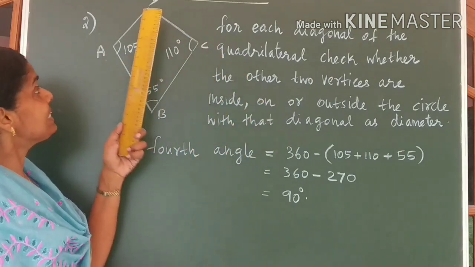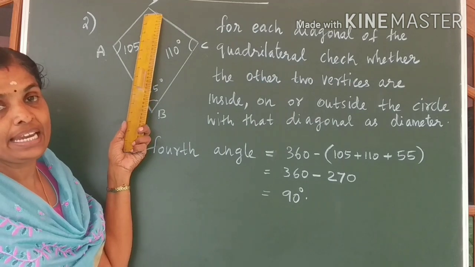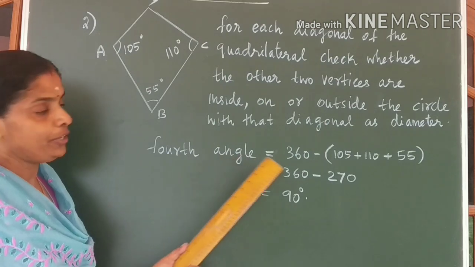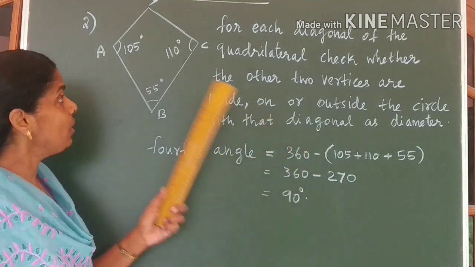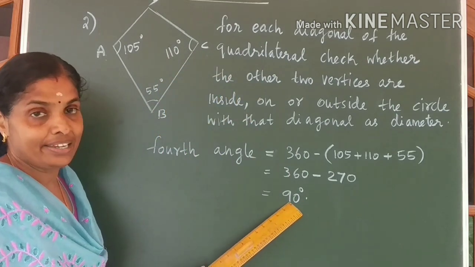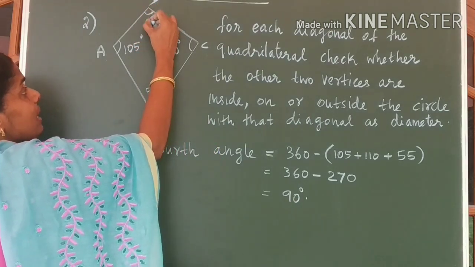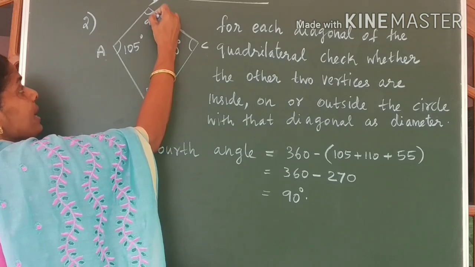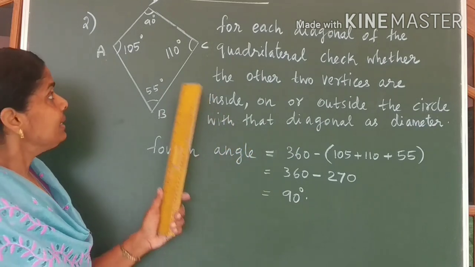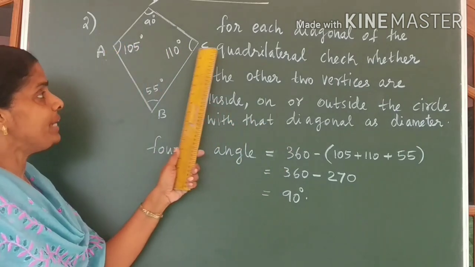First of all, let us find angle D. You know, sum of all angles in a quadrilateral is equal to 360 degree. So, the fourth angle will be equal to 360 minus the sum of these 3 angles. So, we are getting 90 degree. Okay, so let us mark 90 degree over here. Angle D is found to be equal to 90 degree. Now the question is, we have to find out the position of the other two vertices using the two diagonals.